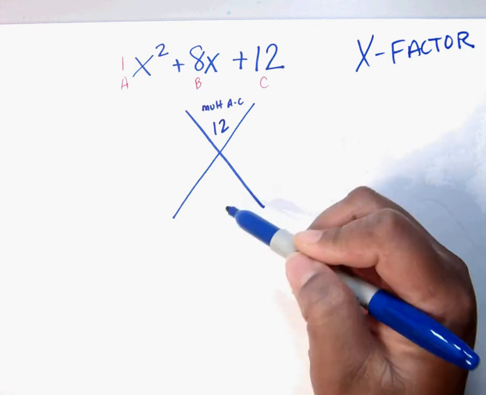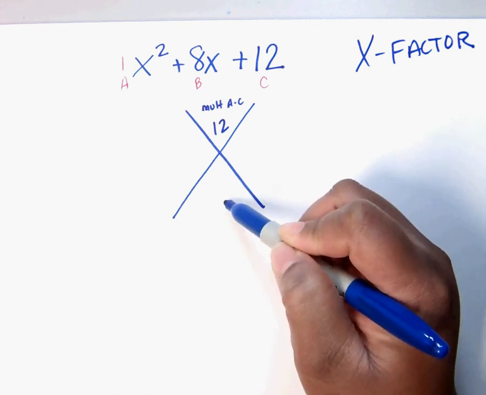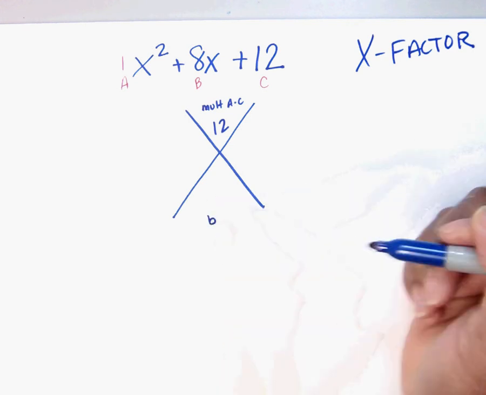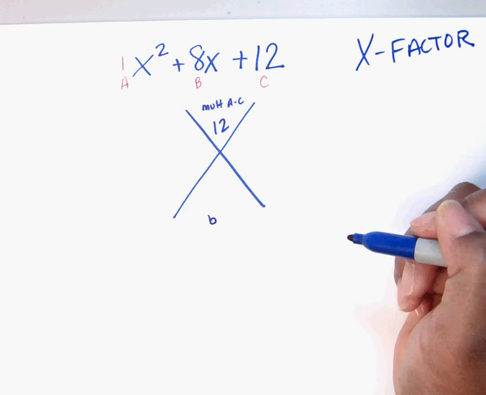Now let's do the bottom of the X. We're always going to write B in the bottom of the X. So let's write 8.